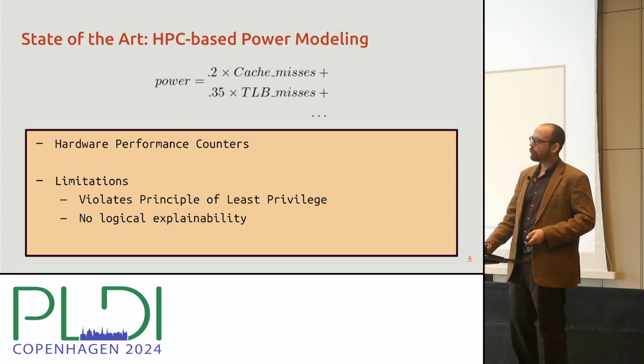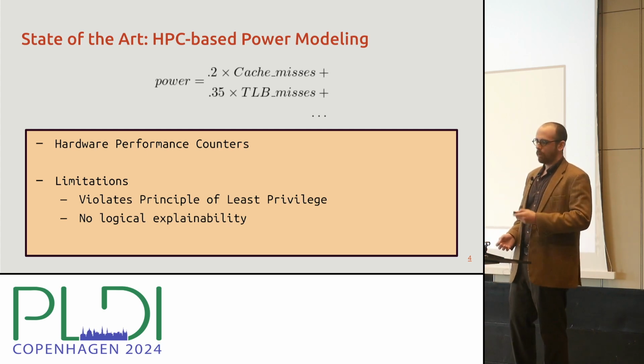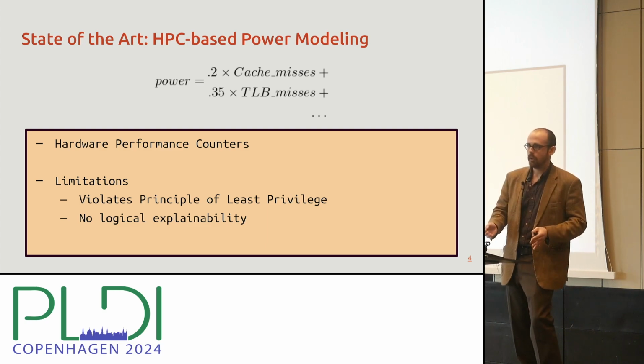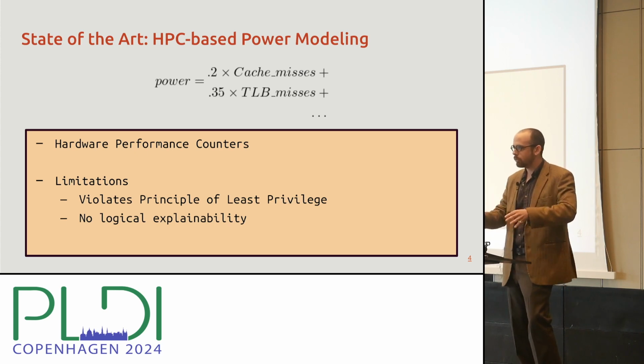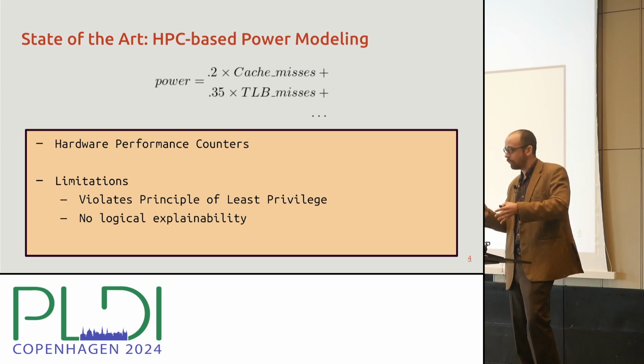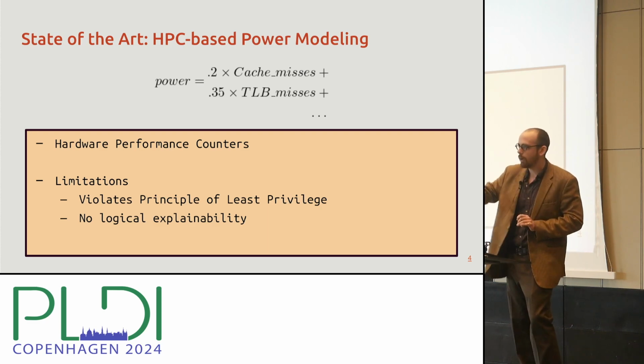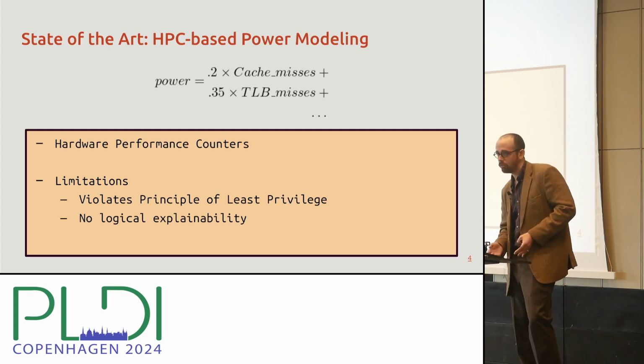But there's a few limitations to doing so. One of which is if you're trying to model the power for an application, you're violating the principle of least privilege there. You want an application power model, you want to know how much that application is consuming. Here, you're stepping outside of the boundaries of the application and going down into the hardware, right?